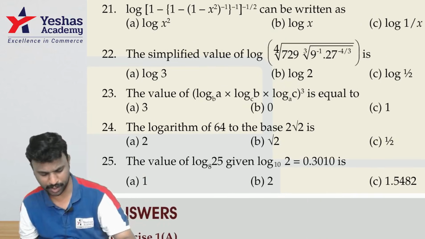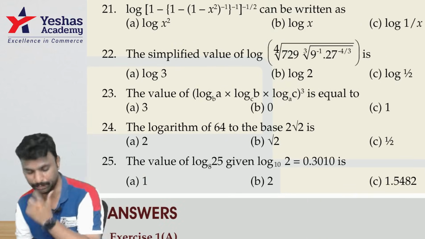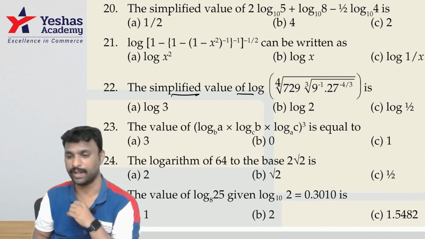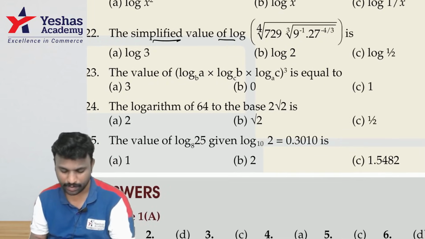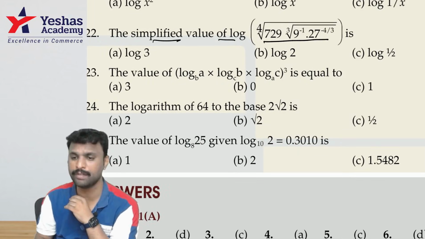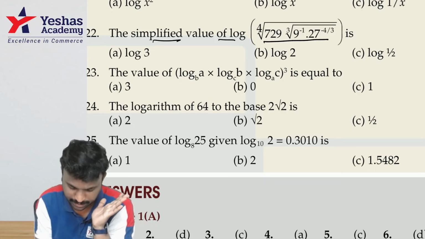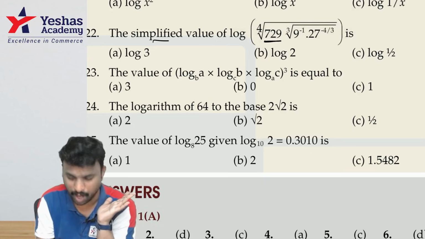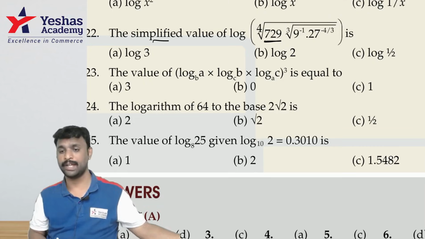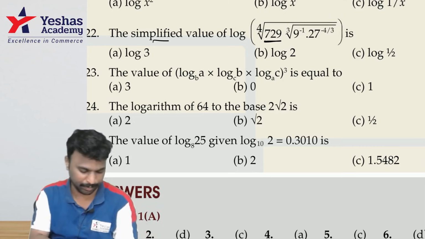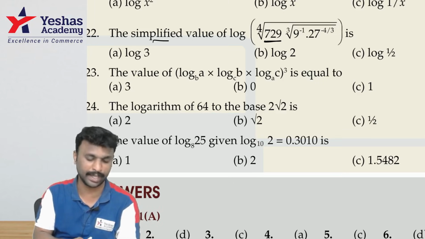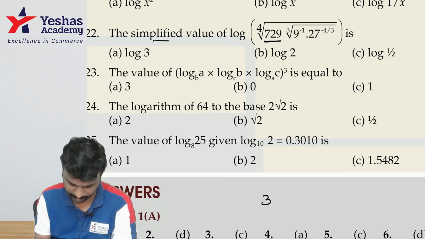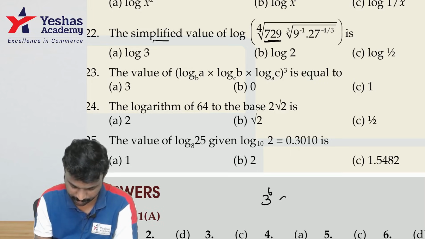Guys, let's move on to the next question. Question number 22. What is it? Simplified value of this. First of all, the numbers within the log must be in the form of what? Prime numbers. 729, is it a prime number? No. So how do I write 729? Definitely as a power of 3. Type 3, press 2, keep pressing equal until you get 729. Counter number is 7. Actual power is what? 6. So 729 I have simplified.